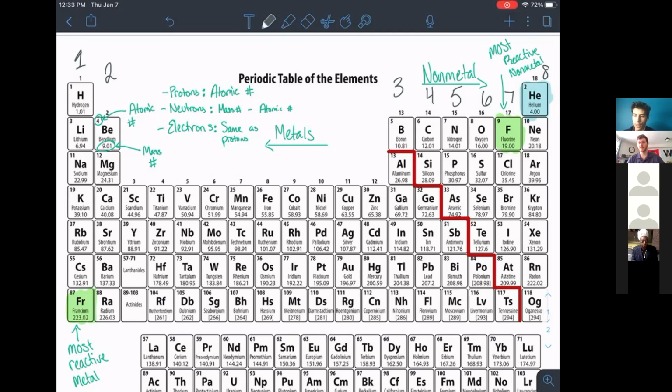How many? It has 8 of them. Or no, it does not have 8. So how many does it have? 4. Not 4. We're getting warmer. 2. 2. Perfect. It has 2 valence electrons.